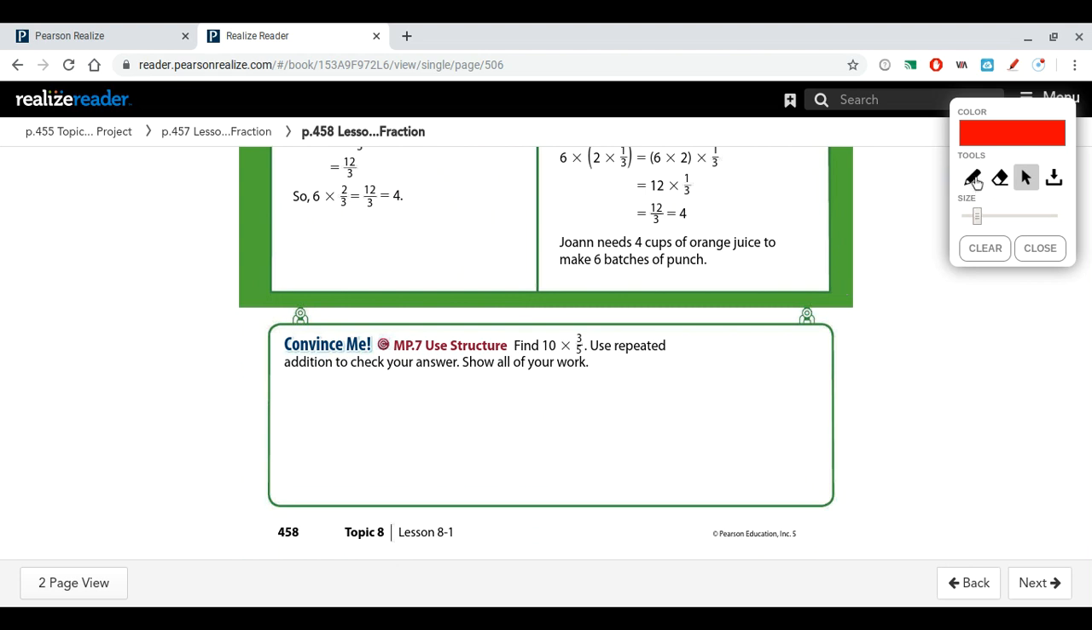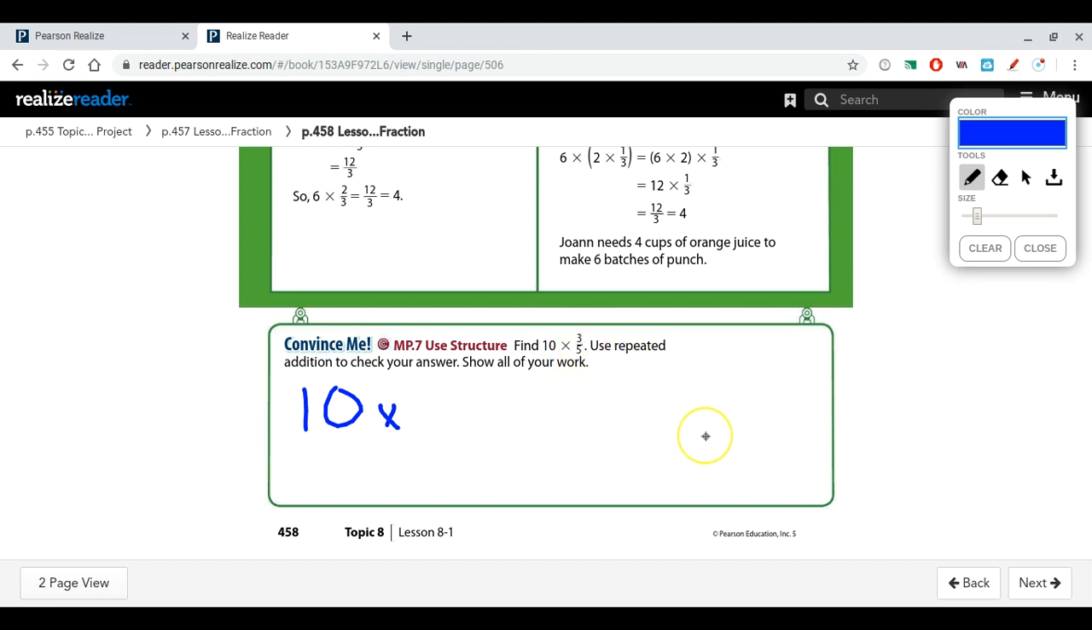And so I'm going to go ahead and start by using the associative property way first. So I'm going to take 10 and multiply that by, take out how many 1/5 I have.